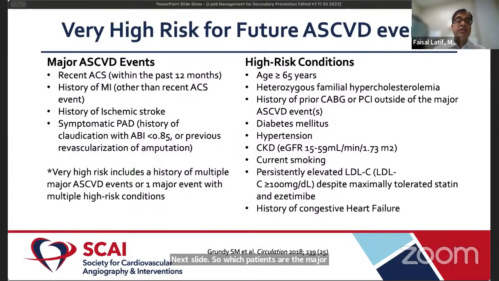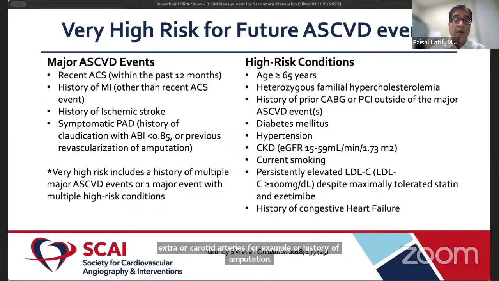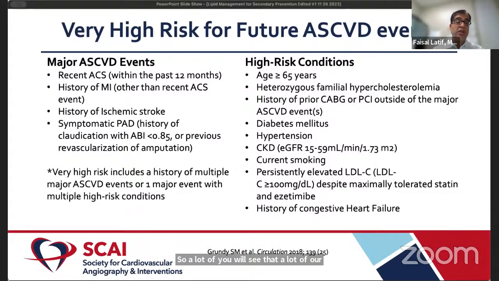Patients who have had recent acute coronary syndrome within the past 12 months, history of MI other than a recent ACS event ever, history of ischemic stroke, symptomatic peripheral arterial disease, such as those who have claudication with an ankle-brachial index of less than 0.85, or previous revascularization of lower extremities or carotid arteries, for example, or history of amputation. You'll see that a lot of our patients that we see as interventional cardiologists fit this bill of being at risk of major cardiovascular events.